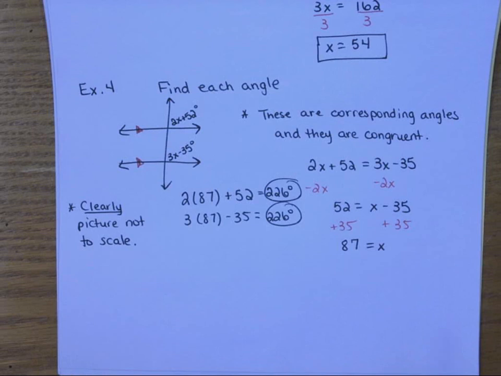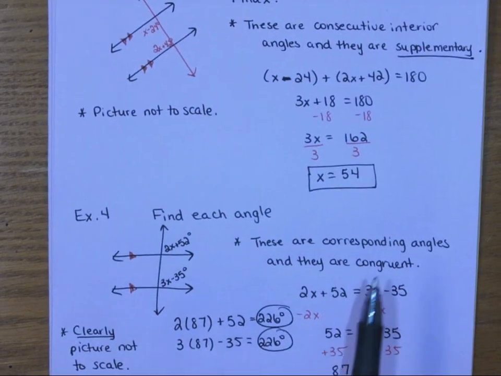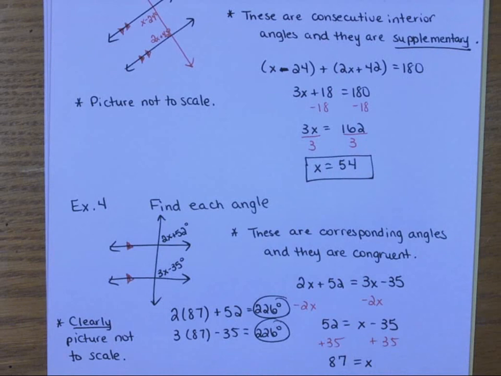Okay, so just remember on your homework for this, you are either going to be setting things equal to each other, as in example 4, or you might be adding things up to 180, because the only choices for our 4 angle pairs are they're congruent to each other or they are supplementary. Okay, and you just need to figure out which one's which.